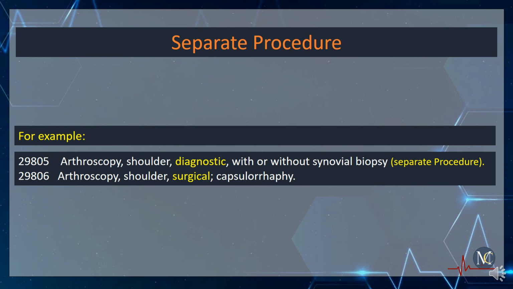If we diagnose the problem of the shoulder in one session or day and then perform the surgery in another session or day, we will use the code 29805 for the first day and 29806 for the next day because both services are done in different sessions or days. Similarly, if the separate procedure services are performed on a separate organ on the same day, then they will be reported along with the modifier 59.